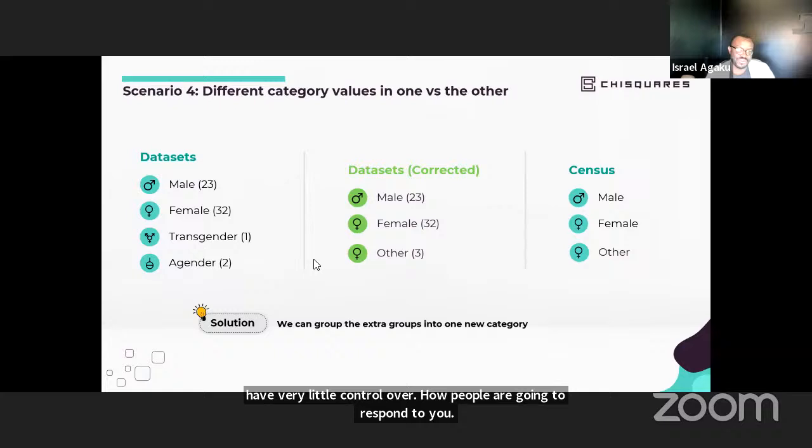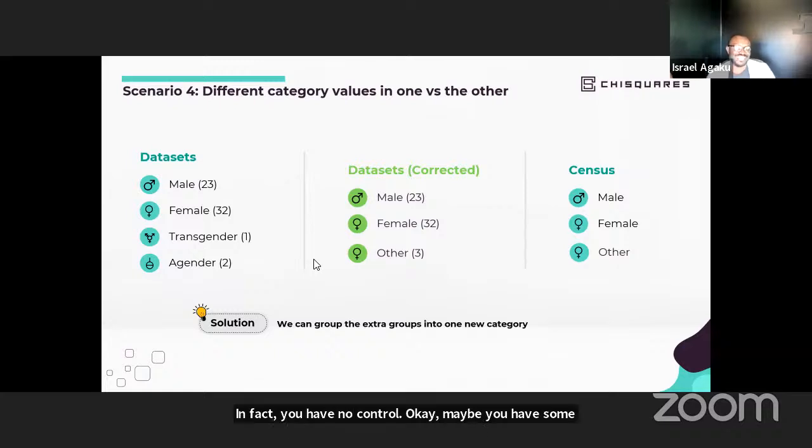Okay, maybe you have some control. You can give them incentives and stuff. But essentially, my point is that people can choose whether or not to participate in your survey. And if there's a systematic difference between certain groups, then you end up with a biased sample. Then you have to worry about weight. So it's not always a function of bad design.